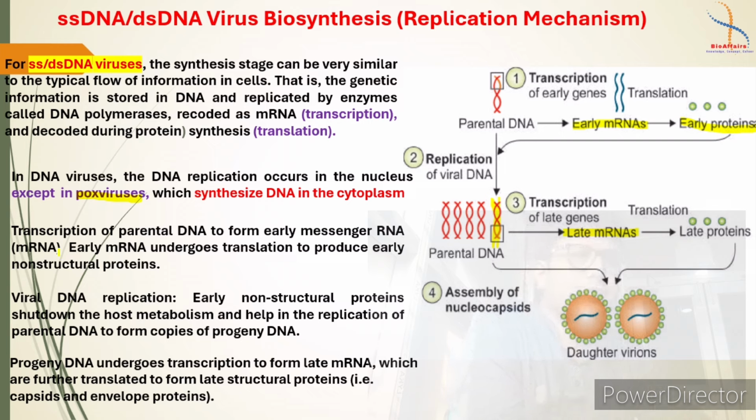Now the transcription, I already told you, is early mRNA and then late mRNA. Now this early structural part I have already told you, host metabolism shutdown or hijacking, whatever you say. Now this progeny DNA will be incorporated within the nucleocapsid and several progenies will be made. So this is the common thing in case of single-stranded and double-stranded DNA genome synthesis mechanism.